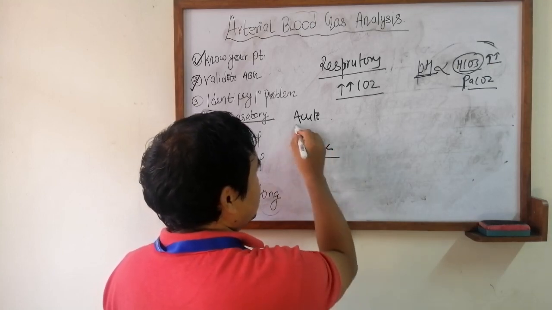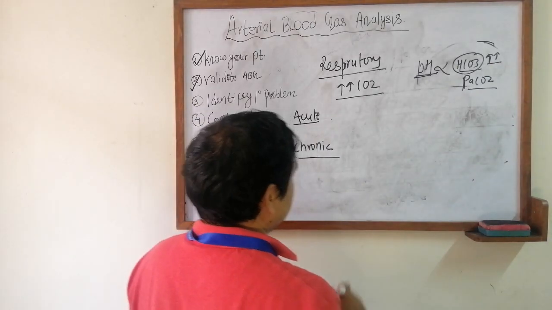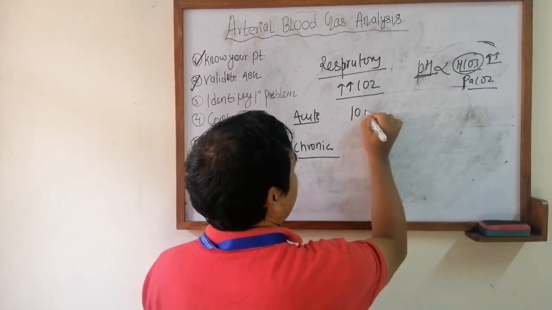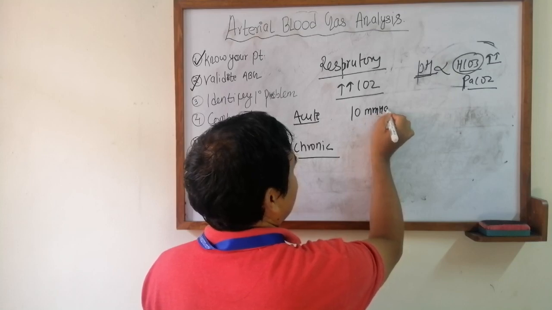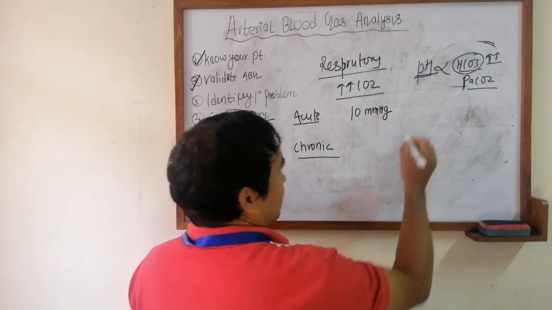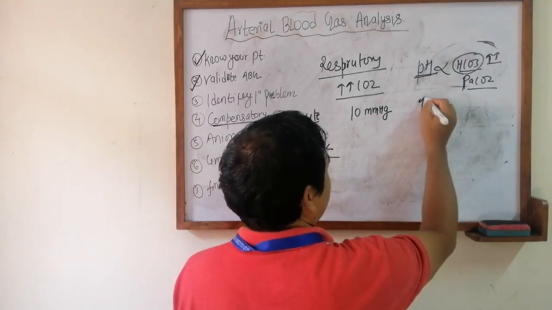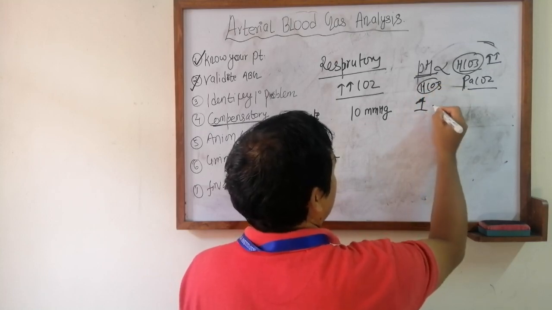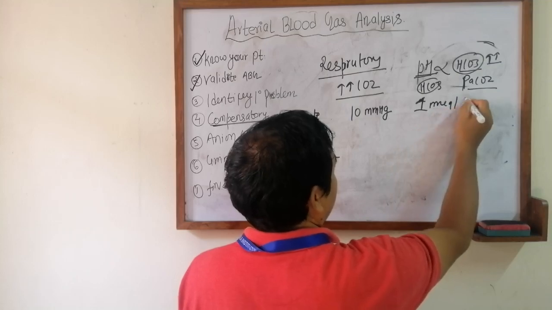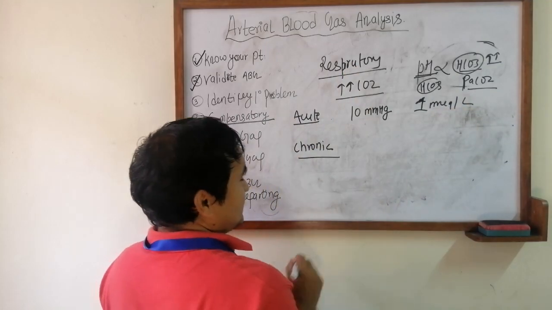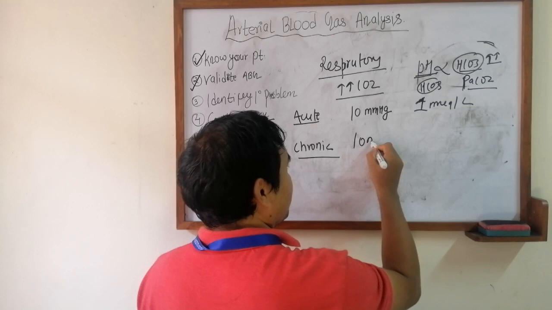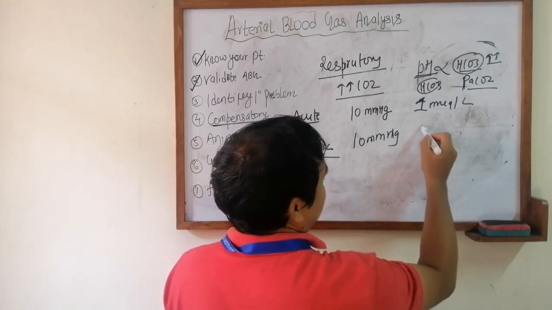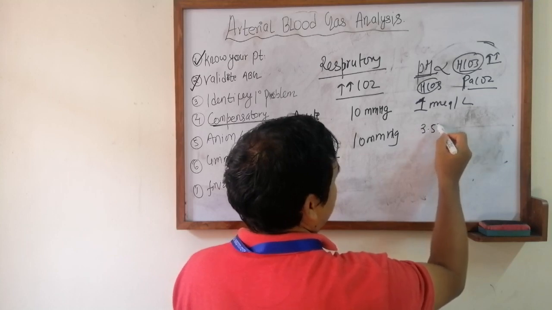In the acute condition, with every increase in CO2 by 10 mmHg, the bicarbonate increases by 1 milliequivalent. And in case of chronic respiratory conditions, bicarbonate increases by about 3.5 to 4 milliequivalent.